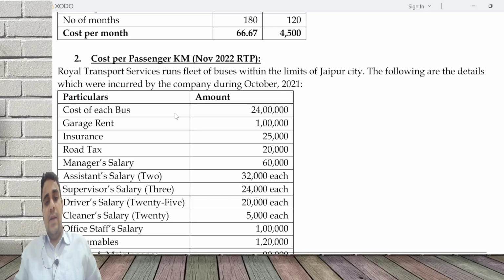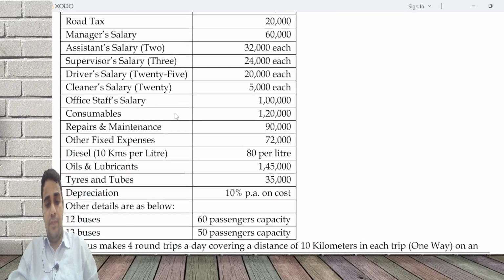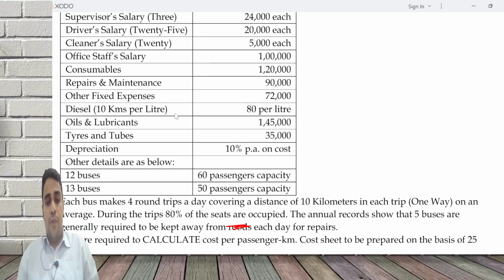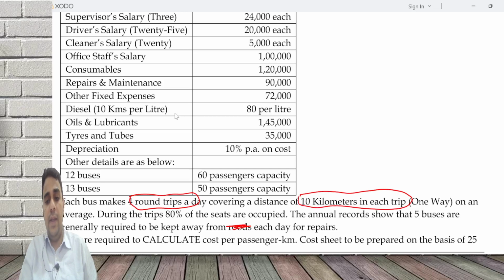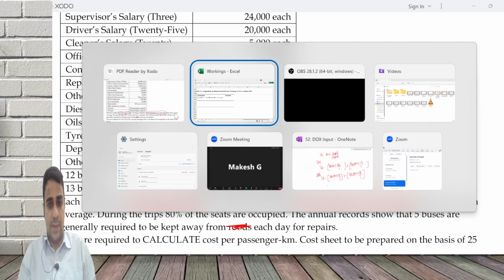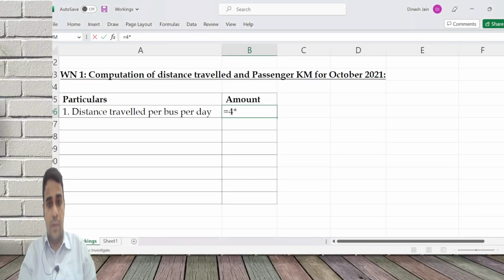One bus is going to make 4 trips, and one trip is of 20 kilometers. How 20? Twice of 10 kilometers. One way distance is 10 kilometers, so twice of that is 20 kilometers. And each bus will make 4 trips in a day. 4 trips into 20 kilometers.